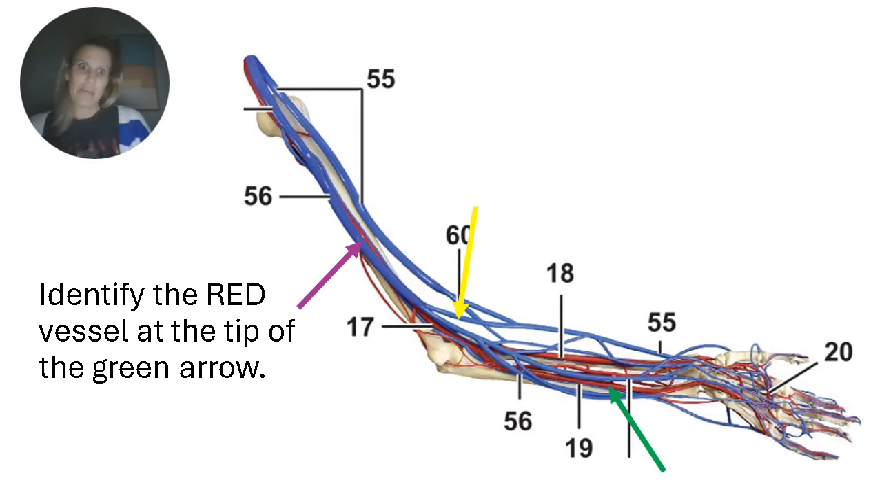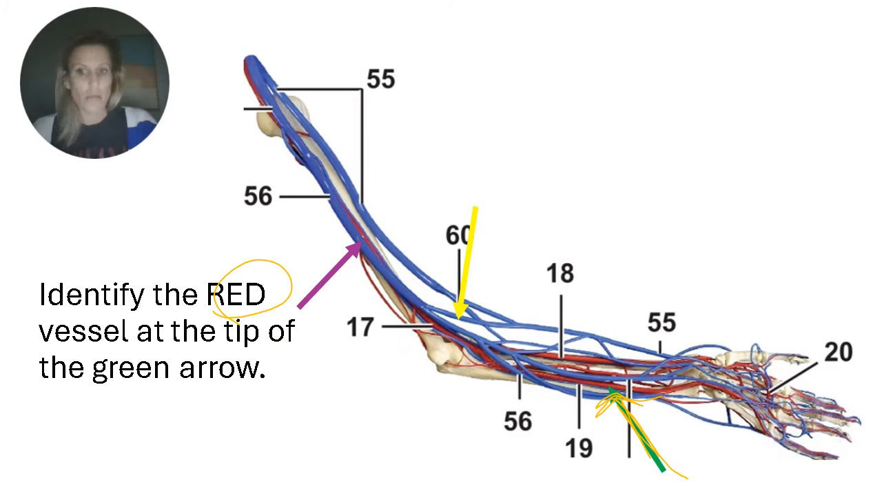All right, this is a very busy model. This view is not great. Can't really see all of the vessels very well, but you guys should be very comfortable with the arteries and the veins on this model, just purely based off of the general area that it's at. So identify the red vessel at the tip of the green arrow. So this is the one we're talking about, the red vessel that's right here.